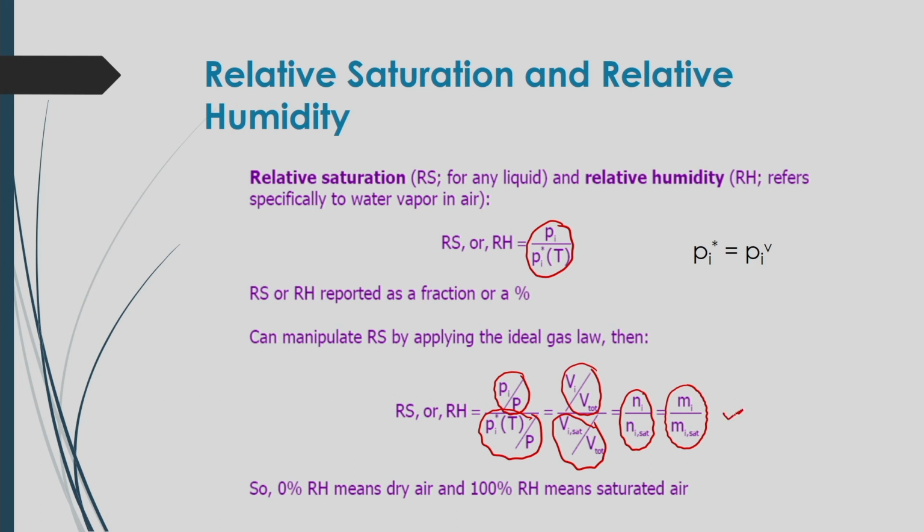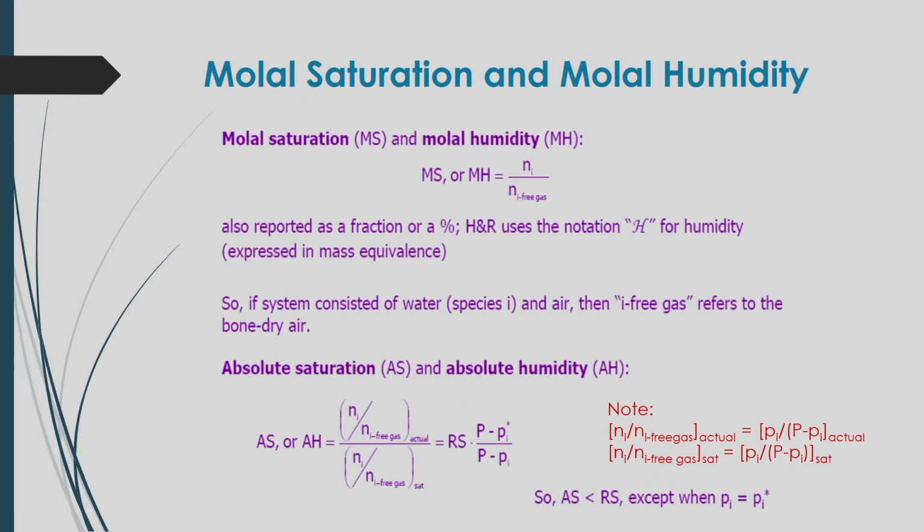Now, from this principle you can say that if relative humidity or relative saturation is 0%, that means the air will be totally dry, whereas 100% relative humidity means that the air will be saturated with moisture. Another representation of that saturation is called molar saturation, and similarly humidity is called molar humidity.